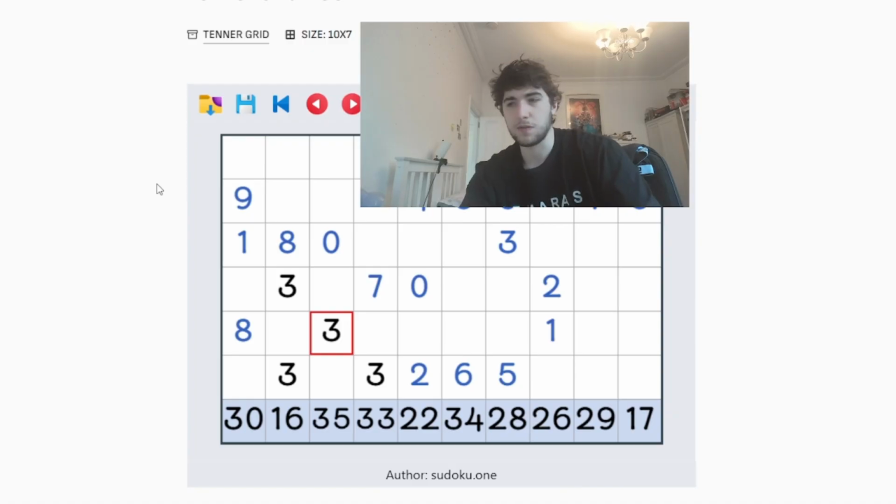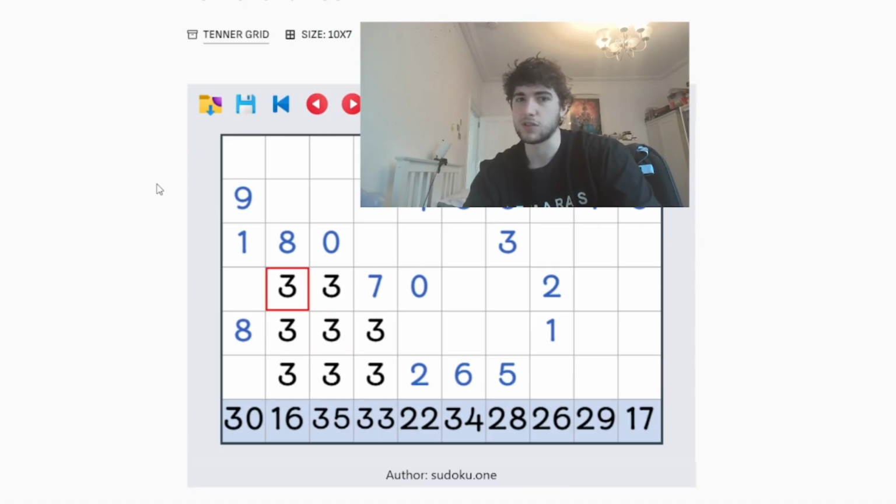So once I've fixed in a digit, I know where that digit can't be. For example, if this cell was a 3, I know there can't be any 3s in any of these cells surrounding it, okay? So that is the final rule of the puzzle, but that's tenor grid for you, so yeah, I hope you enjoyed the video.